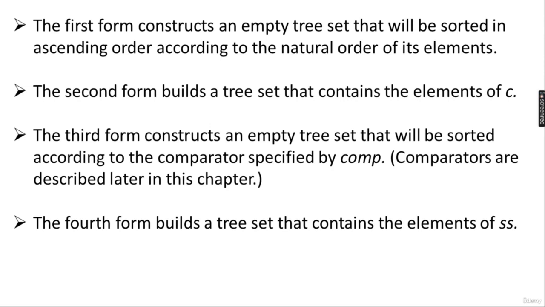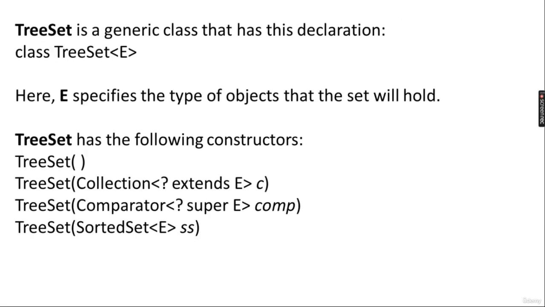The first form constructs an empty tree set, the default constructor, that will be sorted in ascending order according to the natural order of its elements. The second form builds a tree set that contains the elements of c. The third form constructs an empty tree set that will be sorted according to the comparator specified by comparator. Comparators we will see in future. The fourth form builds a tree set that contains the elements of ss, that is, a sorted set.